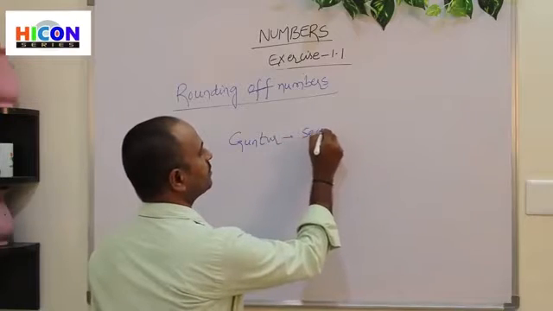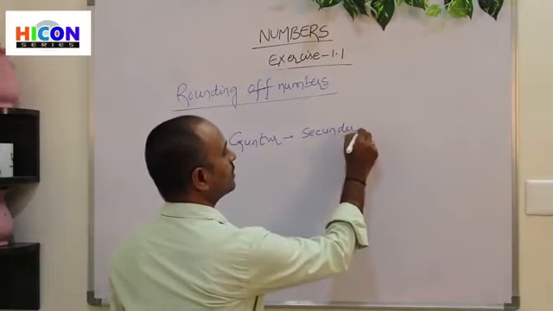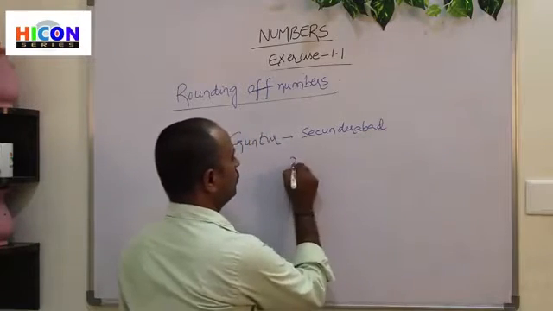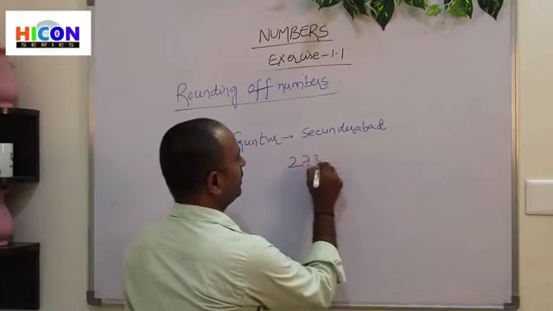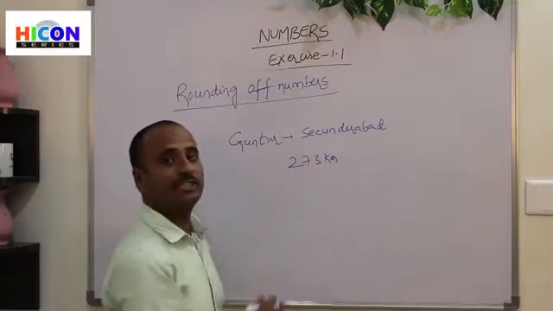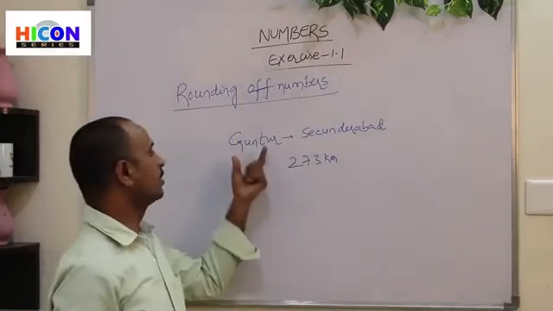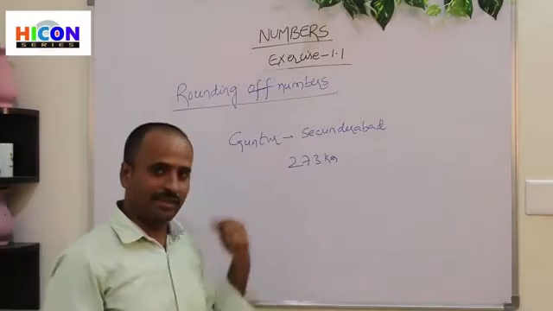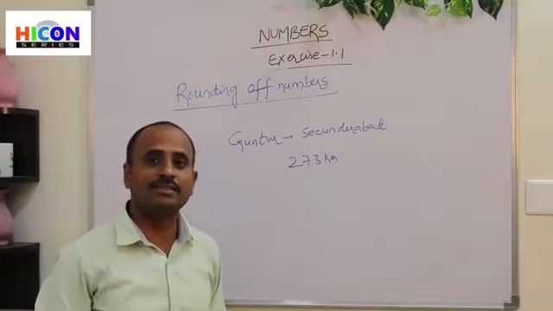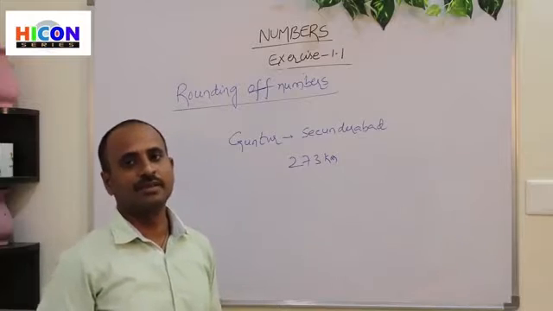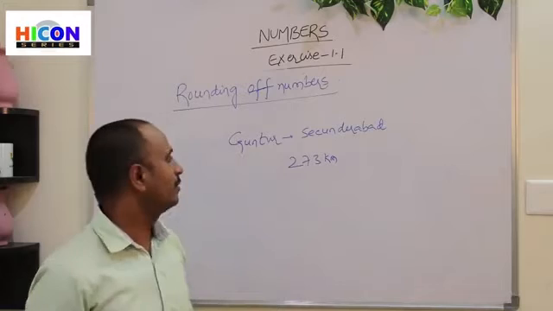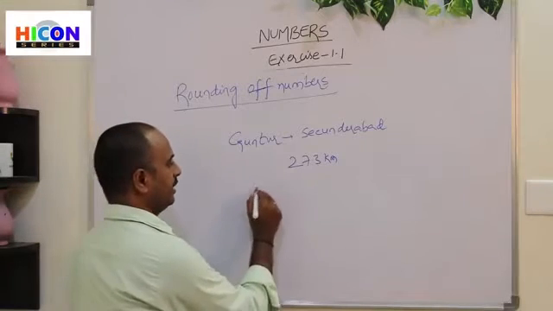Secunderabad is 283 or 273 kilometers. So this is the actual distance between Guntur and Secunderabad. But if you don't remember this distance correctly, we will say the distance between Guntur and Secunderabad is approximately.